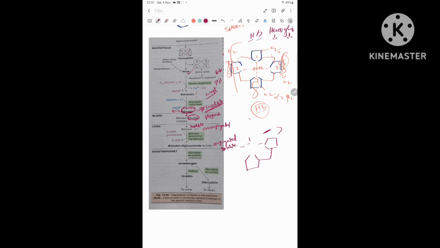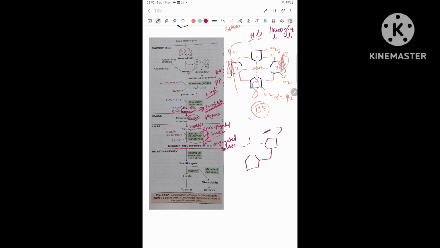Now this bilirubin in the liver will be converted to bilirubin diglucuronide. This is a soluble form. This reaction is done by bilirubin glucuronyl transferase, which is a very, very important enzyme in the liver. This enzyme in infants and newborns will be inactive or sometimes not fully functional.